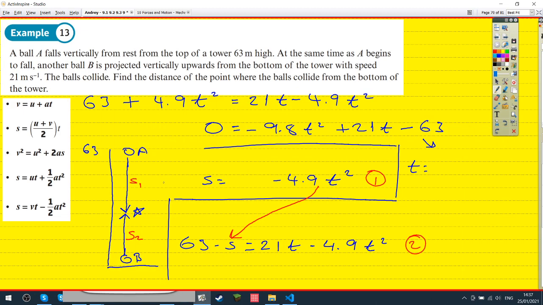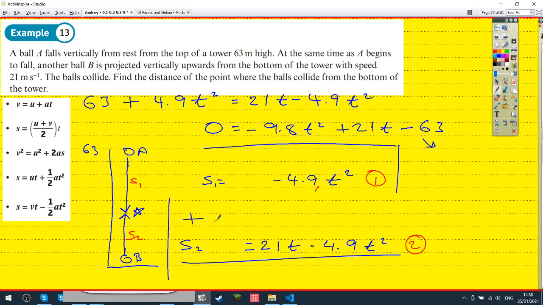So, okay, let's make it simpler. Don't know if this will work. We said this is S2 and the one up here is S1. We said those two, when you add them together, you get 63. And so, simultaneous equation style, add those two, and you should get 63.